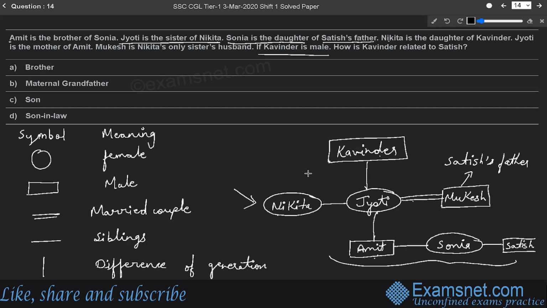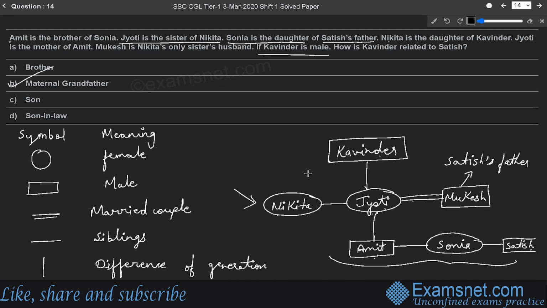So you can see that Jyoti's husband is Mukesh and Jyoti's son is Satish. And it is given in the question that Kavinder is the father of Jyoti. So Kavinder is the father of Jyoti and Jyoti is the mother of Satish. So the relationship between Kavinder and Satish is that Kavinder is the maternal grandfather of Satish. So for this question, the correct answer is maternal grandfather, which is option B.